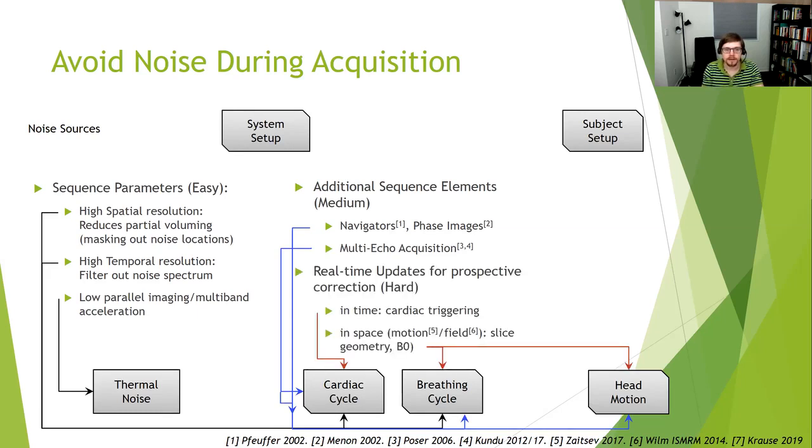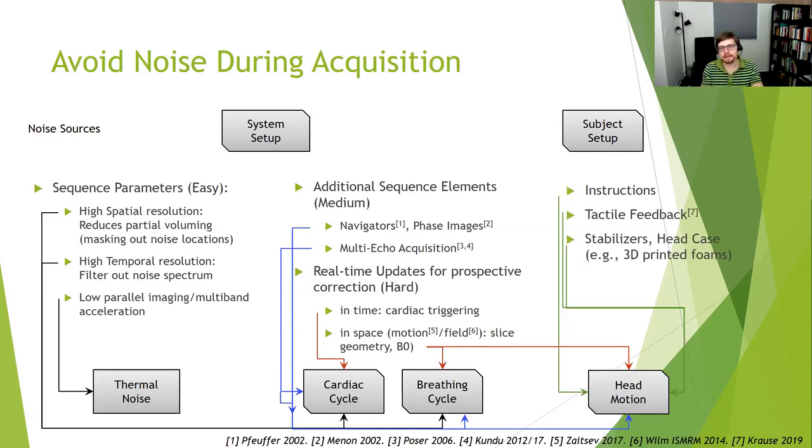And the harder part for the acquisition stage is to include prospective updates, real-time updates to your noise. For example, you can trigger your acquisition to the cardiac cycle to remove cardiac noise, or in space, you can update your slice geometry or your fields to observe motion or field fluctuations from the breathing cycle. What shouldn't be underestimated, though, is that the subject also plays a major role in reducing or increasing your noise.